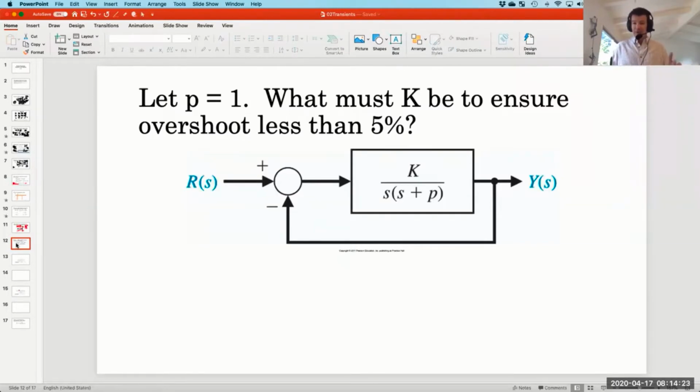Now, there were a lot of assumptions there. In particular, if P is also variable, then K and P both play into the damping ratio, and you could have accomplished this with a combination of Ks and Ps.